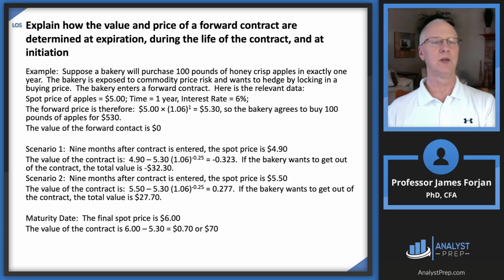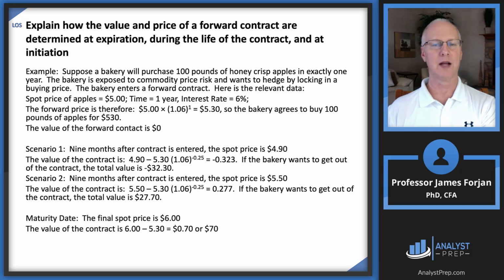Now, what we could do is to determine what the value of that contract is over the life of that contract, but I just picked 9 months for scenario 1 and scenario 2. So let's suppose that 9 months has gone by and the spot price is now $4.90. So if you're the bakery, what have you done? You had agreed to buy these apples at $5.30, right? But the spot price is now below that. So you're thinking, oh my gosh, I'm losing. This is a losing proposition.